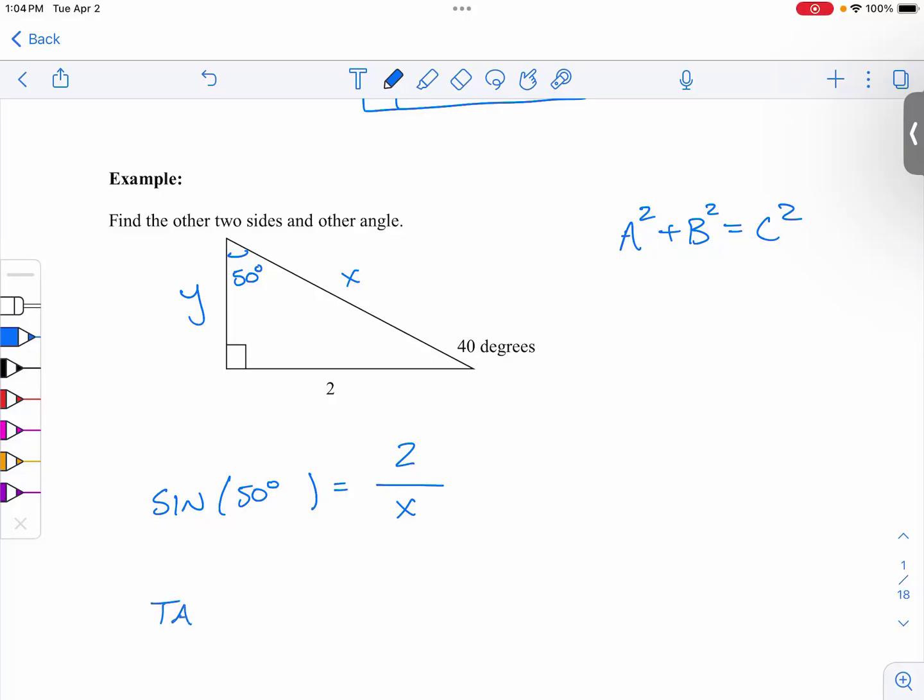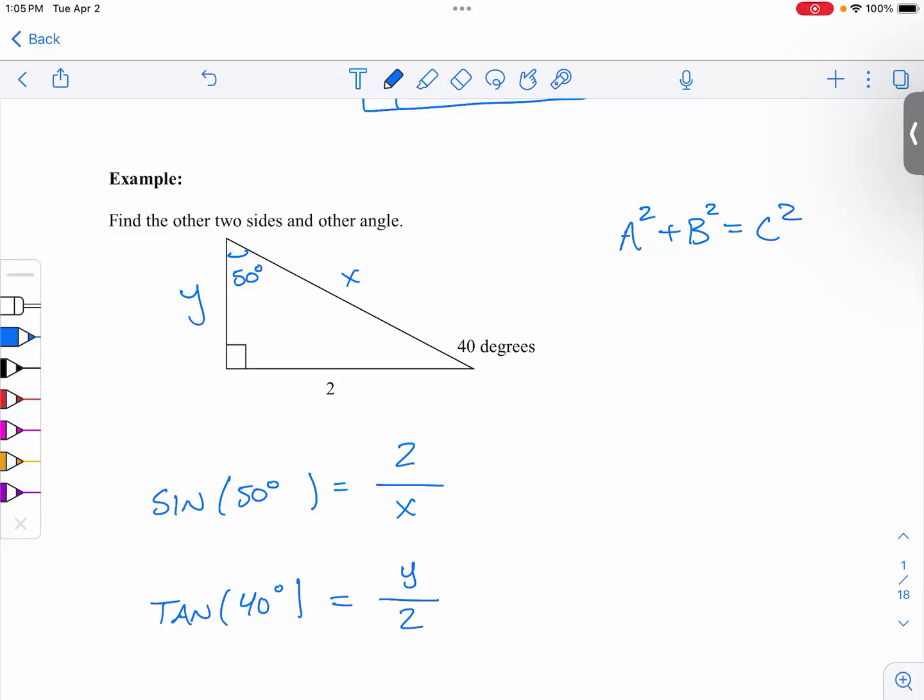Similarly, if I started out like this, let's do tangent of, and now let's switch it up. Let's do tangent of 40 degrees. Is what over what? Opposite over adjacent. You're absolutely correct. y over 2.